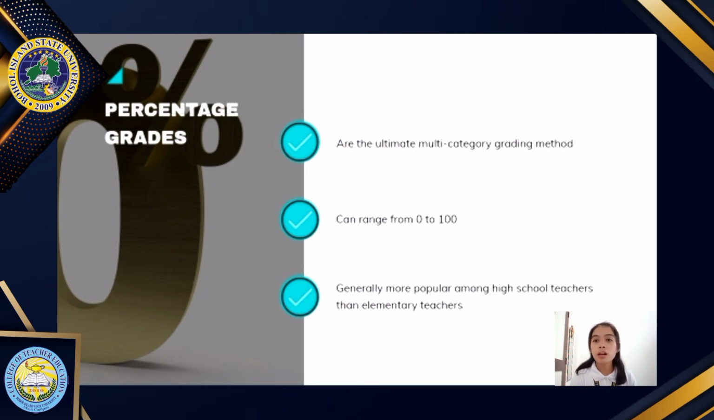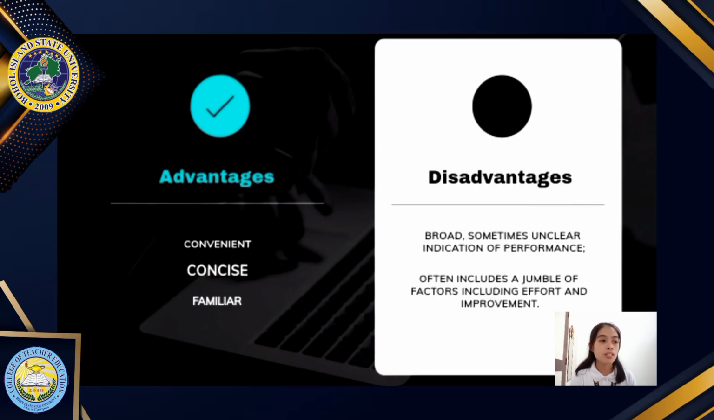So there are advantages and disadvantages in this method. So the percentage grades is convenient, concise, and familiar because it allows for maximum discriminators in evaluation of students' achievement and performance, and also maximizes the variation among students, making it easier to choose students for honors or representative for special programs.